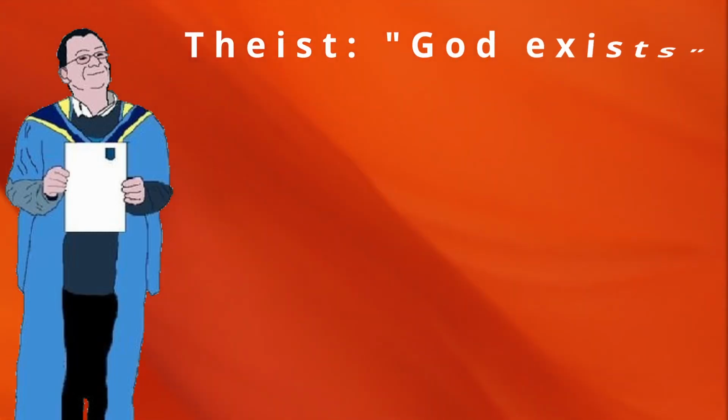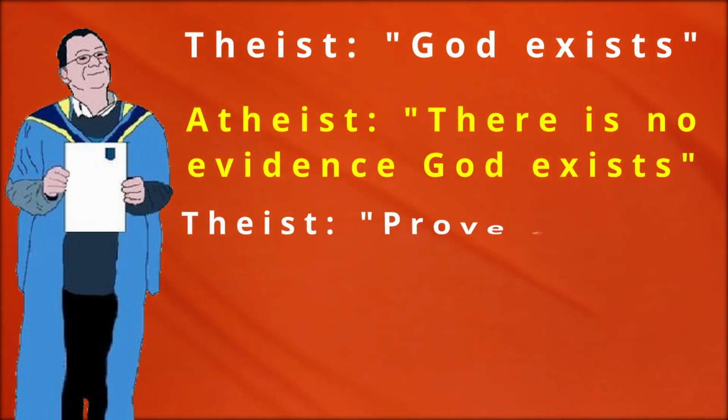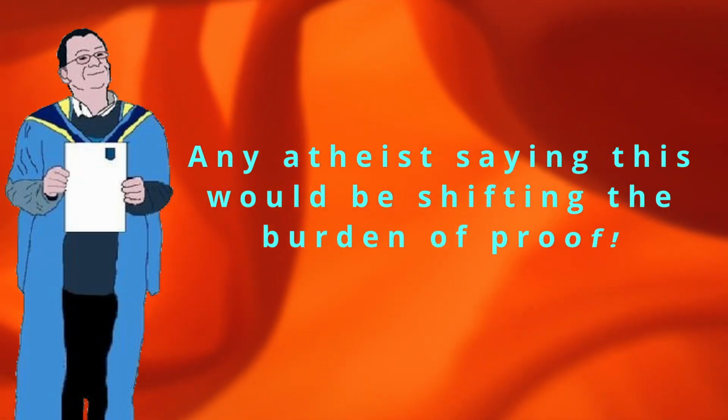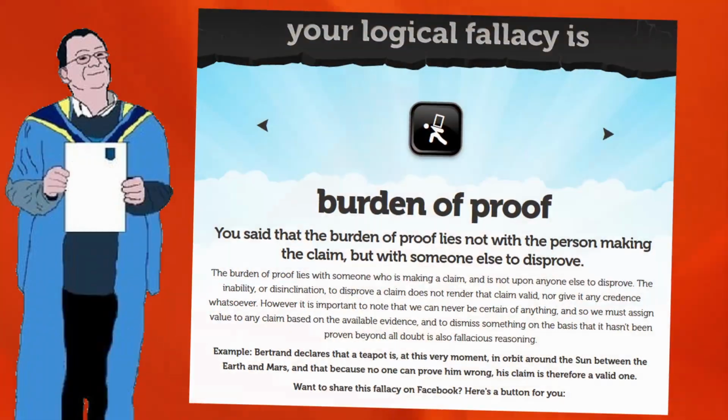Theist: God exists. Atheist: There is no evidence that God exists. Theist: Prove that there is no evidence. Atheist: The burden of proof is only on the positive claim, never on the negative. So the burden of proof is on you to show that there is evidence. This is indeed an example of burden shifting though.